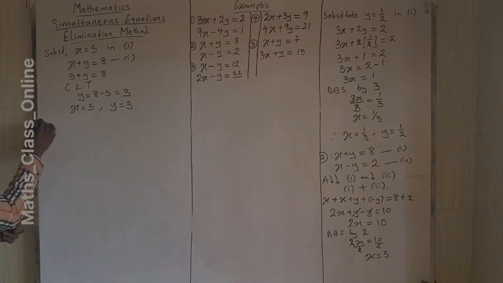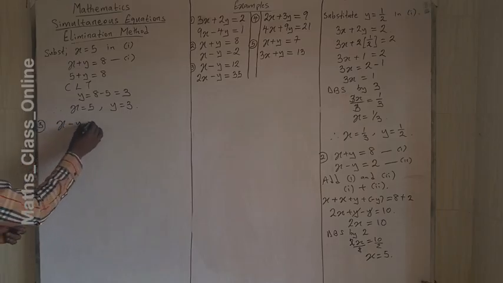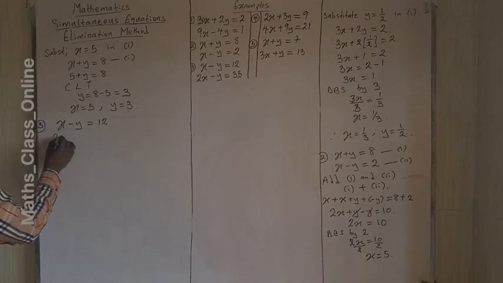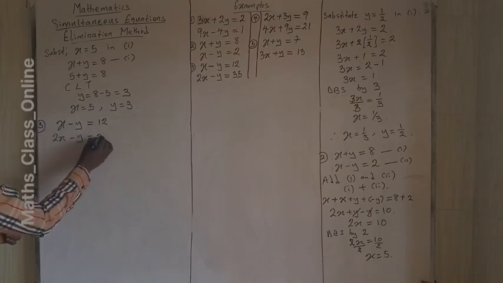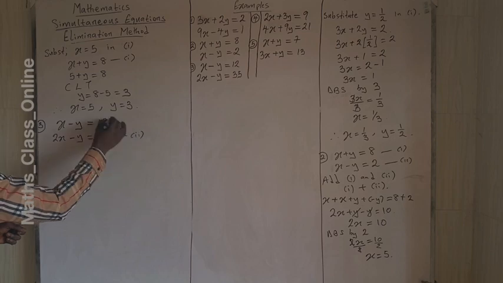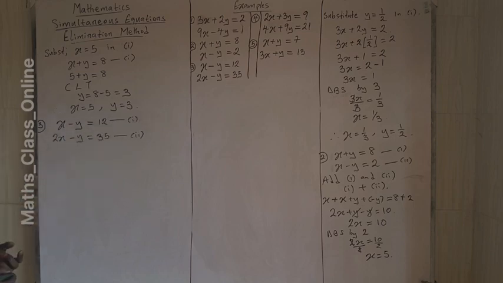Example 3. We have x minus y equals 12, and 2x minus y equals 35. What are we going to do? We want to eliminate one of these variables, either x or y. If we choose to eliminate x, the coefficient of x in equation 1 is 1. The coefficient of x in equation 2 is 2. Is 1 equal to 2? No. We must first of all make the coefficient of x in both equations the same.